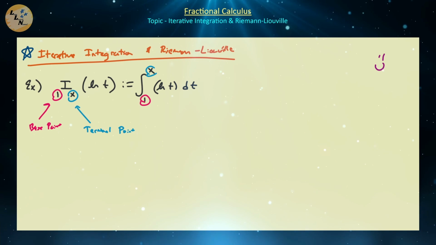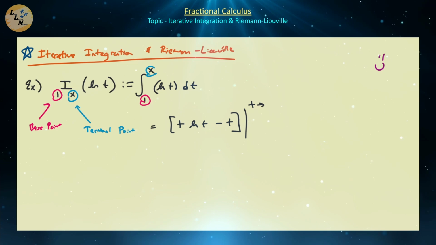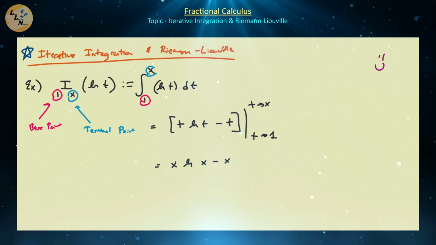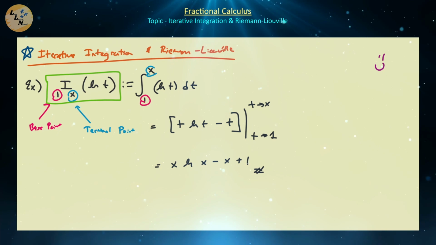We should already know the answer to this particular integral. That's just going to be equal to t natural log of t minus t, and then we need to evaluate this as t goes to x and as t goes to 1. Once we evaluate that, we get x natural log of x minus x plus 1, and that's going to be the result of this operator applied to the natural log of t function.